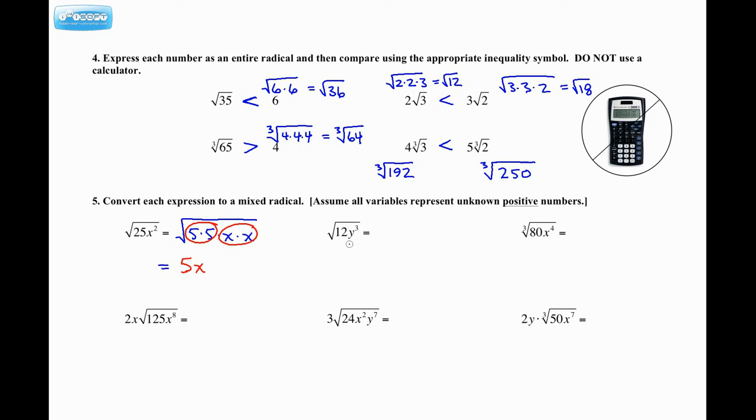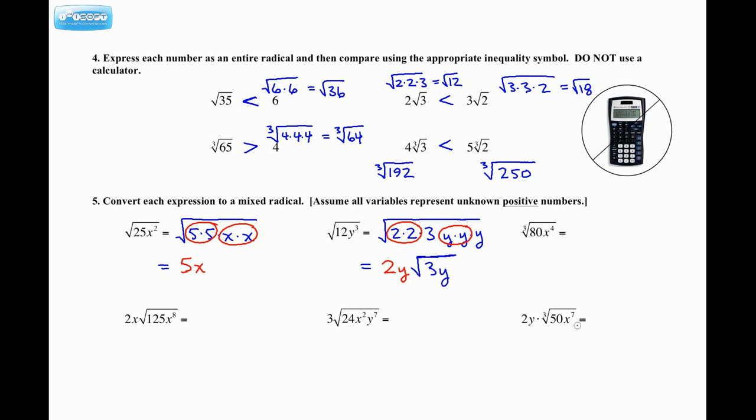Next, the square root of 12y cubed. So just breaking everything down. 12 is 2 times 2 times 3, and y cubed is just y times y times y. For a square root, I want groups of 2. So there's a group of 2, which happens to be 2, and I have y times y. So this becomes 2y, and then I have the root of whatever's left, 3 times y, which is just root 3y. Not too difficult.